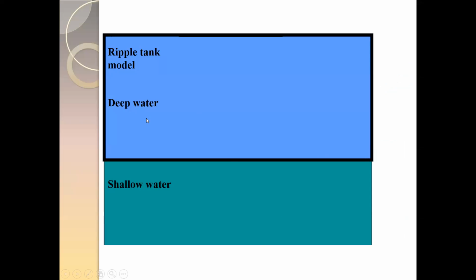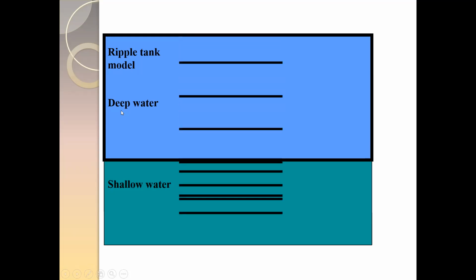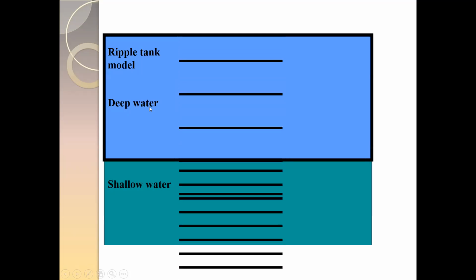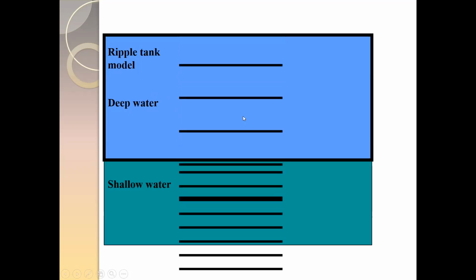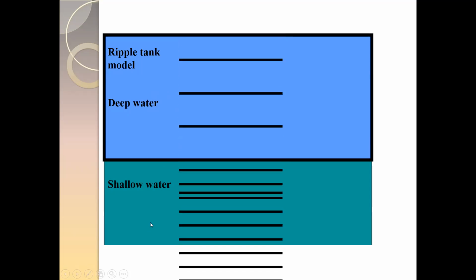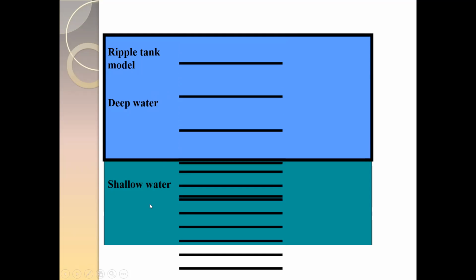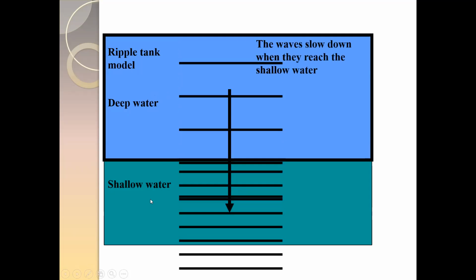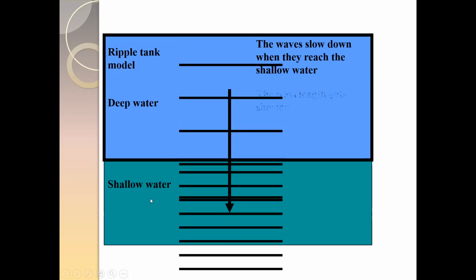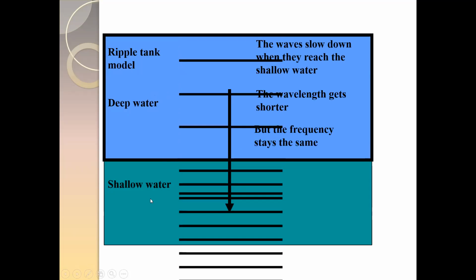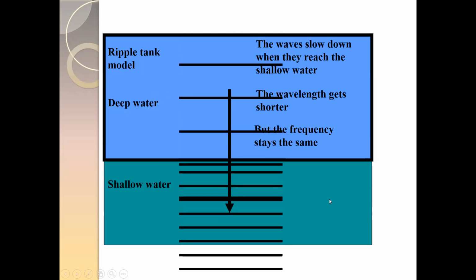So example, you're looking from the top. This is a ripple tank. The water waves are in a deep region, and from the deep region they move to a shallow region. In a deep region, you can see they're moving faster and they have greater distance between them. But as they enter a shallow region, the distance between them decreases. So the waves slow down when they reach a shallow region, and the wavelength also gets shorter, but the frequency remains the same.